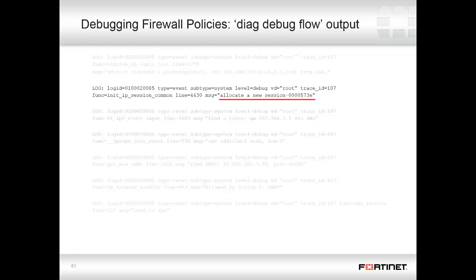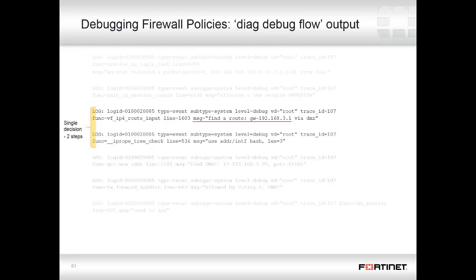The first thing the FortiGate does is allocate a new session. This also tells us that it is not traffic that the FortiGate has recently seen. It's then time for some routing decisions. The interface is hashed and a route is found to the destination using the gateway 192.168.3.1, leaving on the DMZ interface.